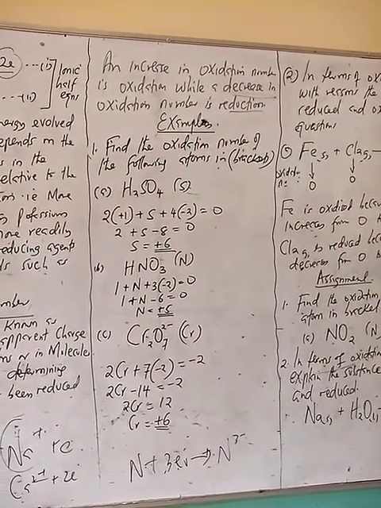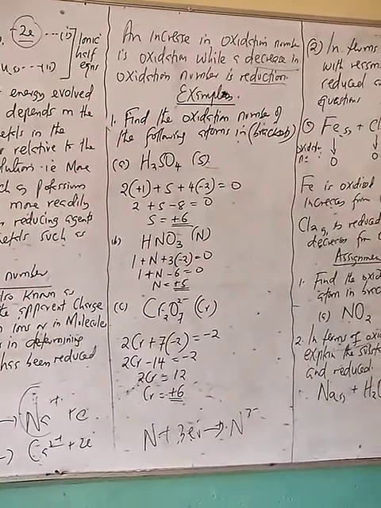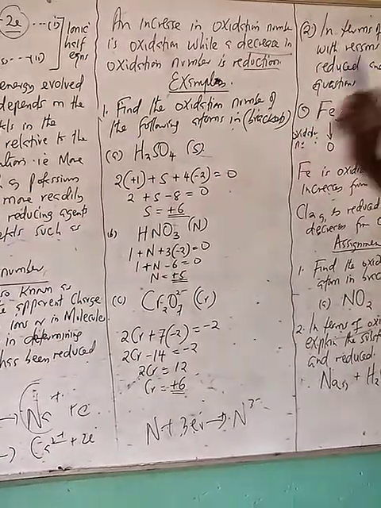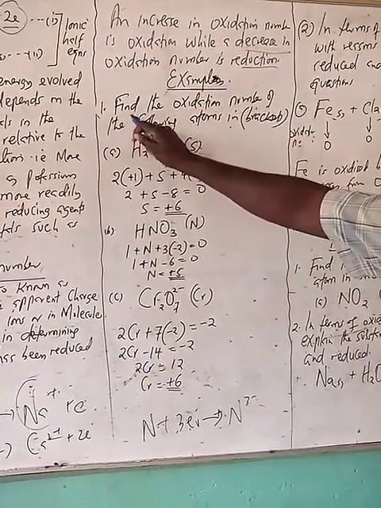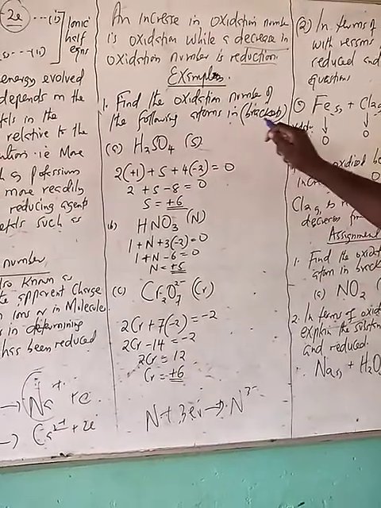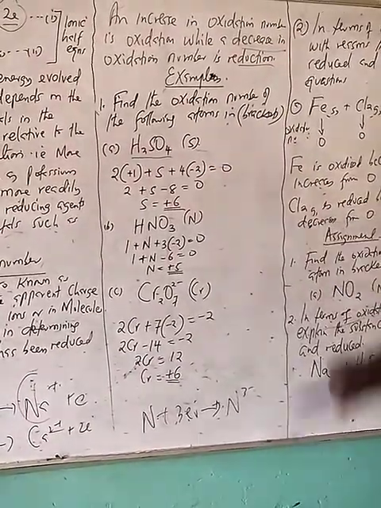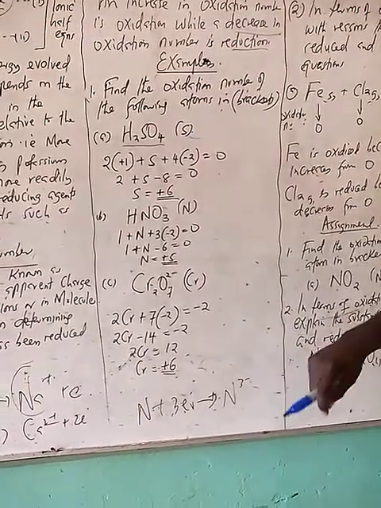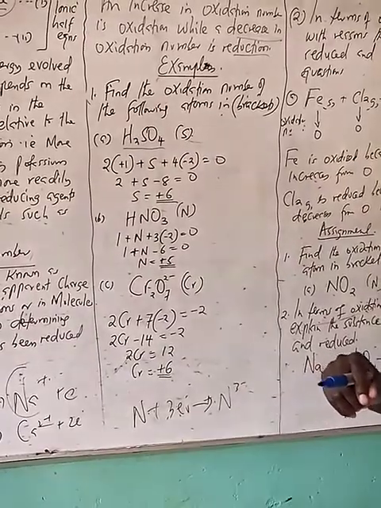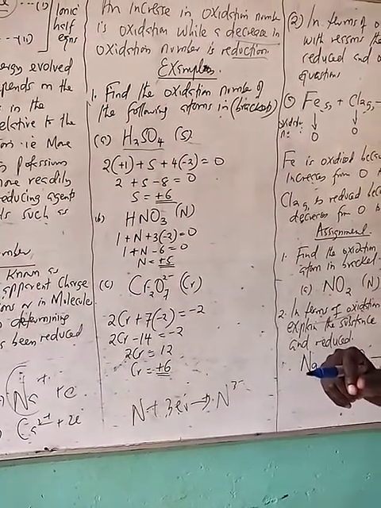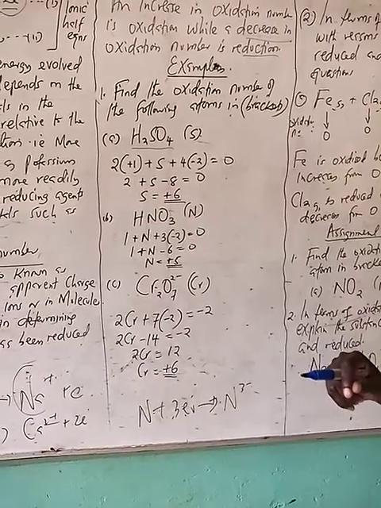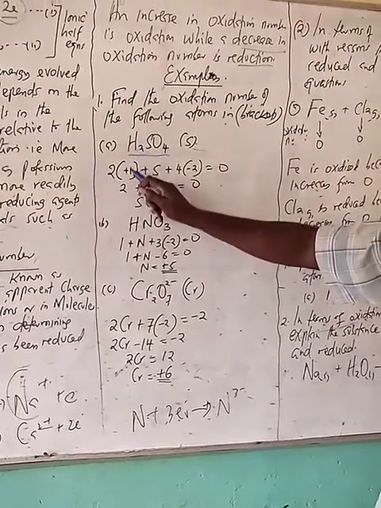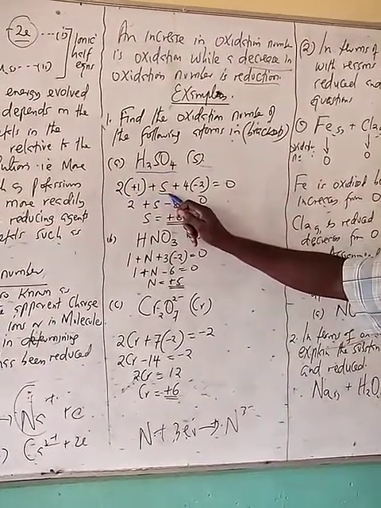So before we look at the equations involving increase and decrease of oxidation number, let us look at the individual molecules. Examples, number 1, find the oxidation number of the following atoms in brackets, like H2SO4. We want to get the oxidation number of sulfur here. We know that hydrogen is either in group 1 or group 7, but it has an oxidation number of +1. So we have 2 atoms of hydrogen, each with oxidation number of +1, plus sulfur, which we want to get.